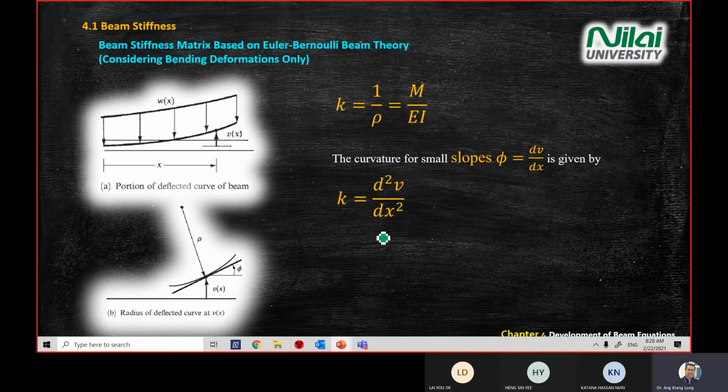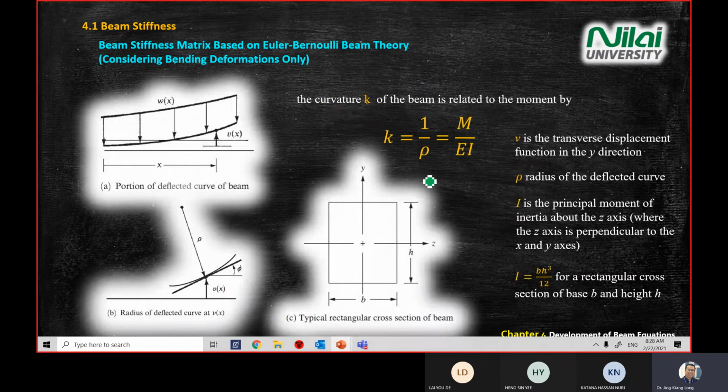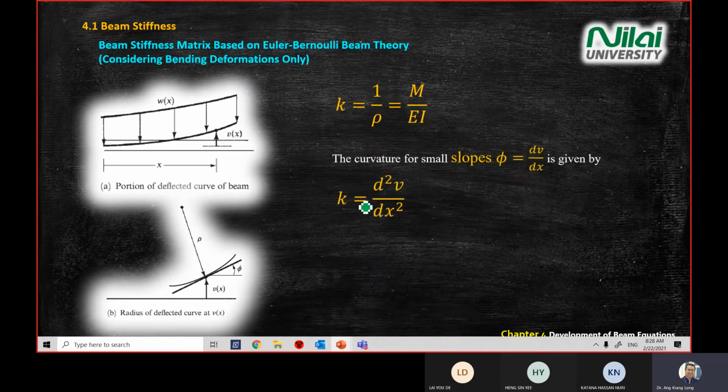So we can define our k here. Again, k is curvature. K can be defined by double differentiation of your vertical displacement, d square v divided by dx square. It means double differentiation. You differentiate this term double, and we know that k equals M divided by modulus of Young or elasticity and your second moment of area, EI. So you put these two together, first equation and second equation, you combine, you get the third equation.